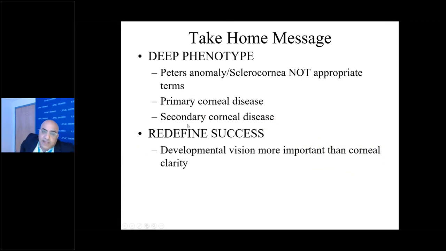So here's my take-home message. Deep phenotype. Peters anomaly and sclerocornea are no longer appropriate terms, in my opinion, in 2019. It's much better to talk about primary corneal disease and secondary corneal disease, so we understand what the problems are facing us and what the prognosis is. And we need to redefine success. Success in terms of developmental vision is much more important than corneal clarity. Corneal clarity is important, but not in sacrifice for developmental vision.